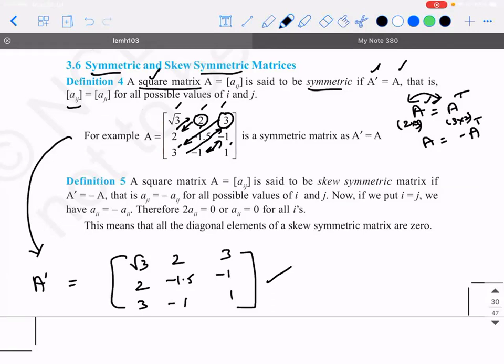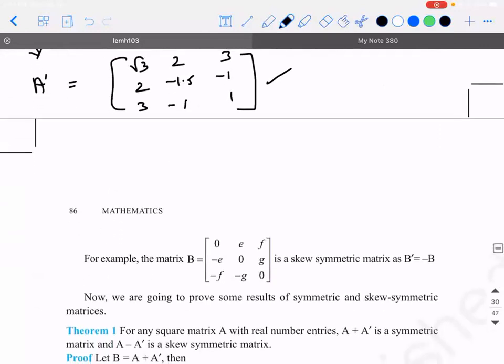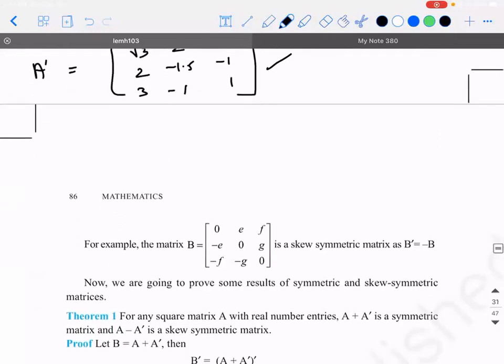Now, what is skew symmetric? Obviously, a known thing. Skew symmetric also needs a square matrix. A square matrix is said to be skew symmetric if the transpose of A is equal to the negative of A. For that, we need to consider a matrix like this.